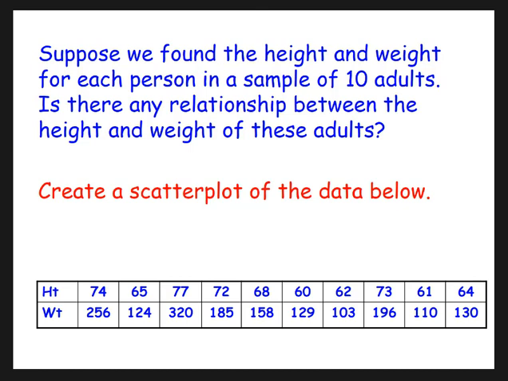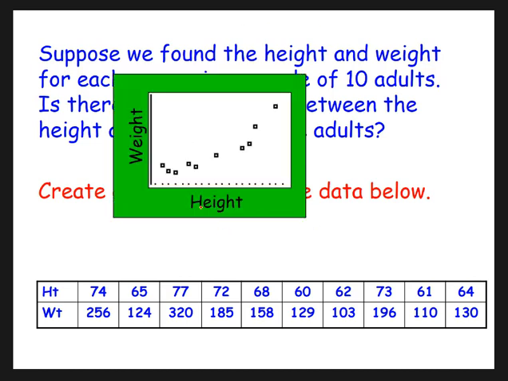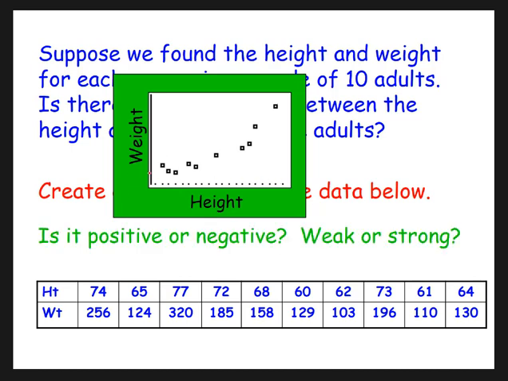So we find the height and the weight for each person of these 10 adults. Rather than the age versus the weight, now we're looking at the height versus the weight for these adults. And we're going to create that scatter plot. Now the height goes across the bottom rather than the age, and the weight goes up the side. Now as we look at this, there definitely appears to be a pattern. It's positive because as we go across the graph, left to right, it's going up. And it's relatively strong. I mean, they're fairly close to that line.